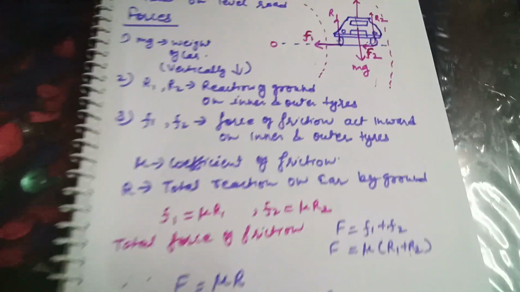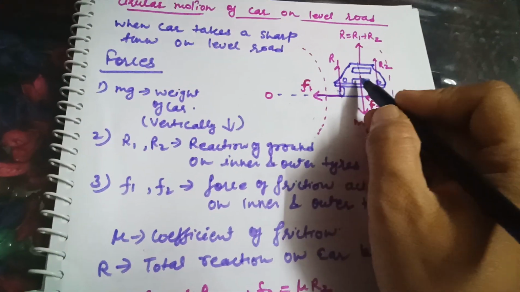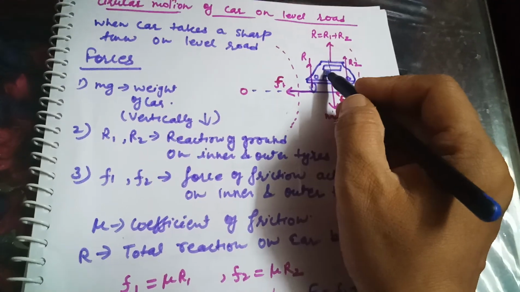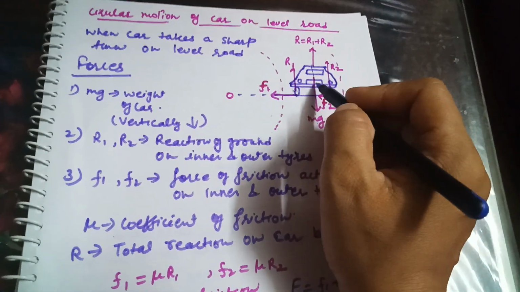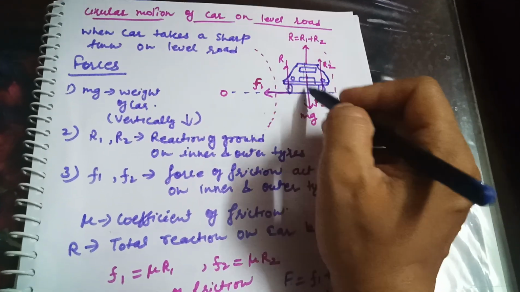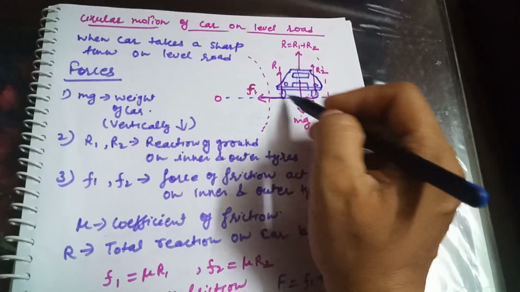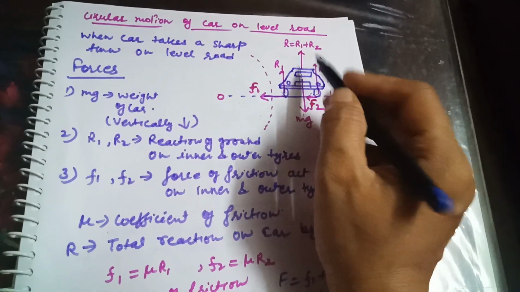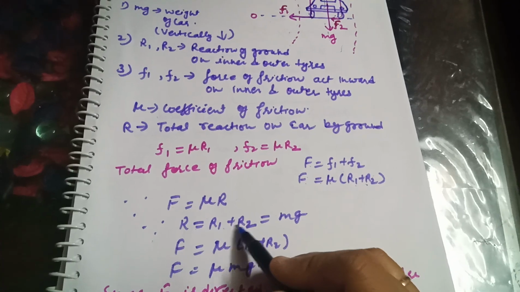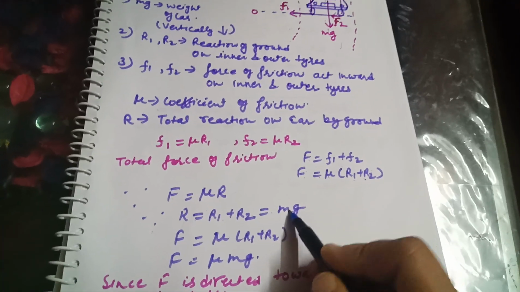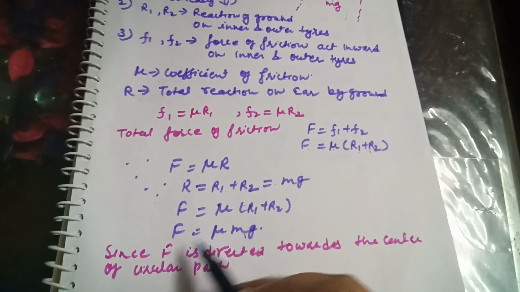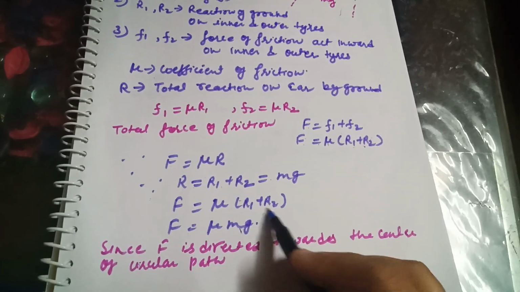One more thing you are observing: since the car is balanced on the road, the downward force and the vertical upward force are equal and opposite to each other, because they are acting along the same line of action. So when the car is balanced on the road, this reaction and this weight are equal and opposite. That is why R, equal to R1 plus R2, will be equal to mg. So in this formula I have substituted mg for R1 plus R2, and we have got this force of friction.